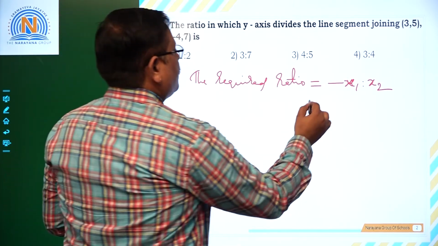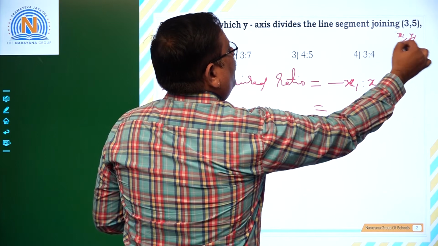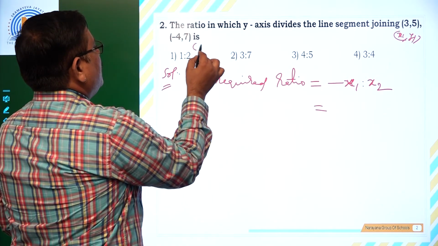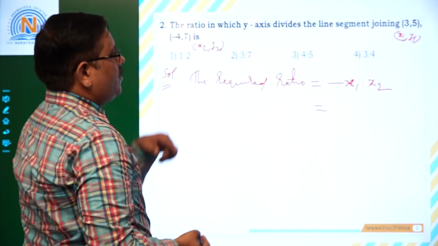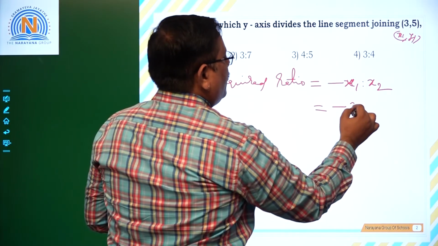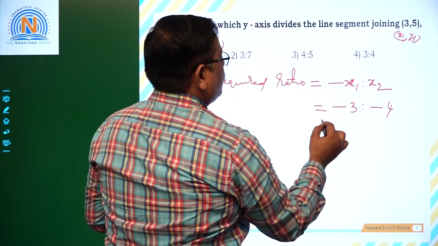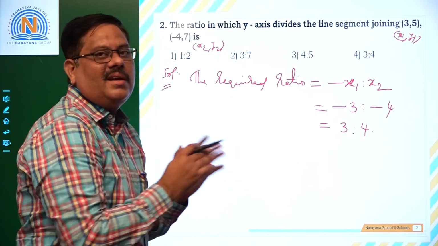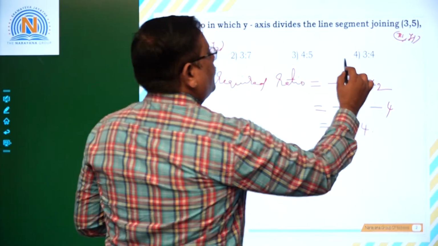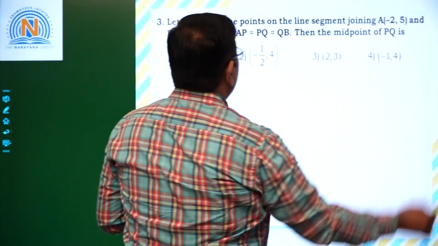What is -x1 here? Given points are (3, 5), so this is (x1, y1). The second point is (x2, y2), that is (-4, 7). -x1 means -3 is to x2 which is -4. -3 : -4 is nothing but 3:4. Even this is an internal division. Fine. So the right option for this is the fourth option. Next, let us see the next question.